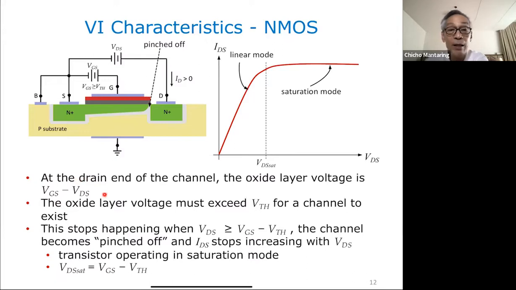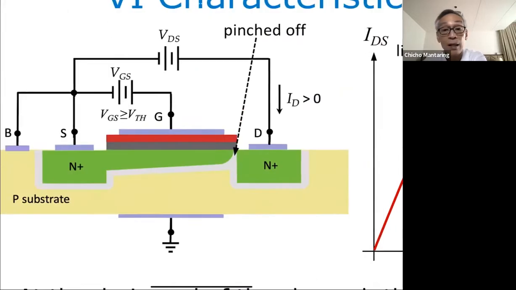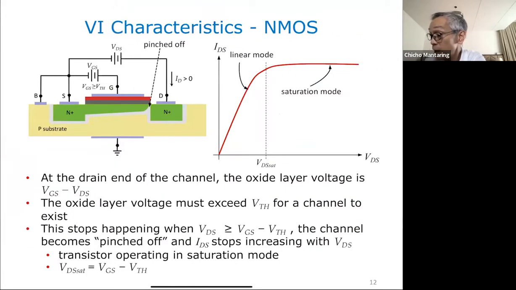At some point, the voltage across my oxide layer will become less than VTH. Because VDS is increasing, this becomes smaller and smaller, and at some point that will become less than your threshold voltage. And when that happens, your channel will disappear. So here, I show you that the channel actually disappears. When does it disappear? When VDS becomes greater than or equal to VGS minus VTH.